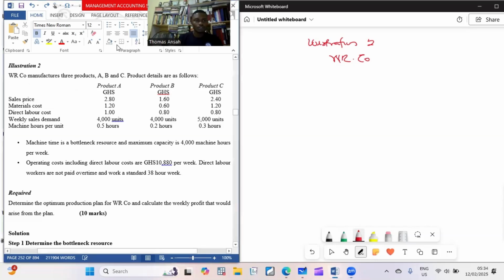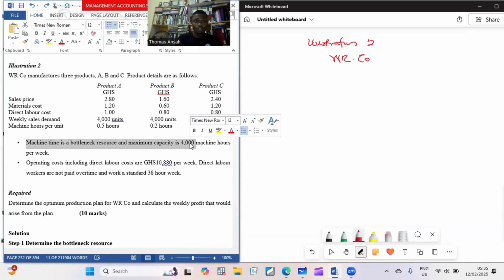So let me ensure that you are seeing my screen. According to the question, we have WR, and WR produces 3 products, A, B, and C. We have the selling price, material cost, labor cost, weekly demand, then machine hour per unit. Now, according to the question, machine time is a bottleneck. So in this question, the bottleneck is given. It is not all questions that the bottleneck is given, so we will look at another example where we will have to calculate the bottleneck ourselves.